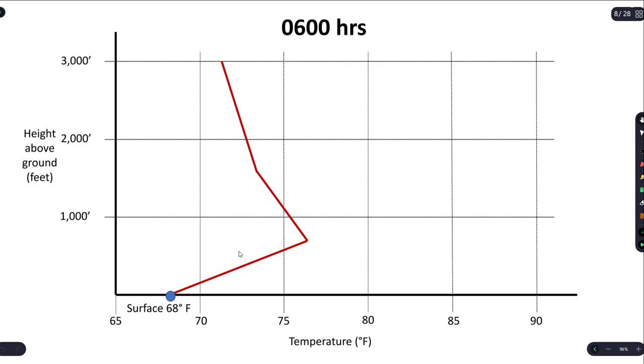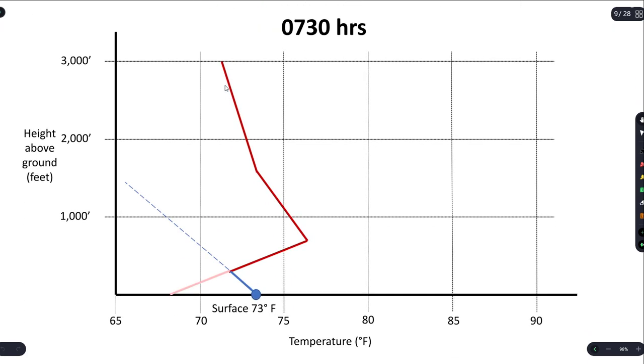So when the sun hits the ground, it heats the ground up. And as the ground warms up, the air above the ground warms. And the air above that can't warm quite yet because it hasn't felt the effects of the surface warming, but it can feel those effects. And I'll go through this process. So 0600, our surface temperature, 68 degrees, and then we have an inversion up to about 750 feet above the ground, and then temperature decreases with height.